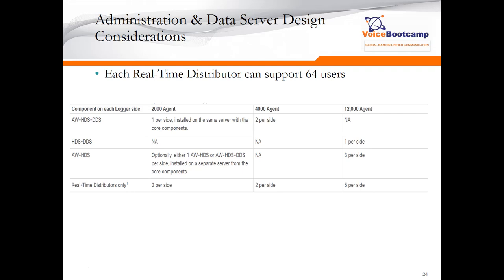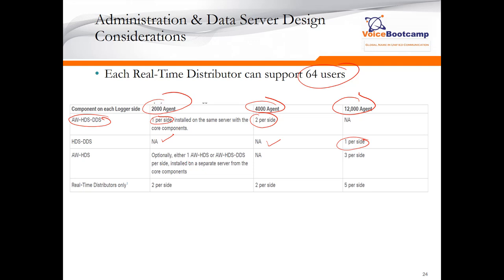Admin server role. Each real-time distributor can support up to 64 users. So this is a recommendation of how many servers you need for 2000, 4000, and 12000 agents. You need one per site for AW-DS. For 4000, you need two per site, and for 12,000 not applicable because you have to split them into separate servers. HDS and DDS are not required for 2,000 or 4,000, but one per 12,000 agents.